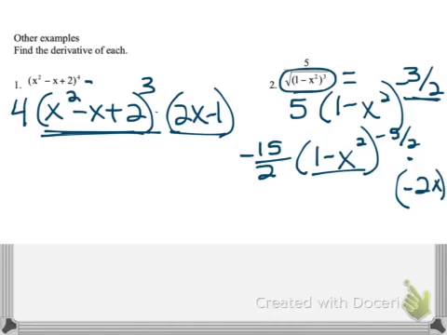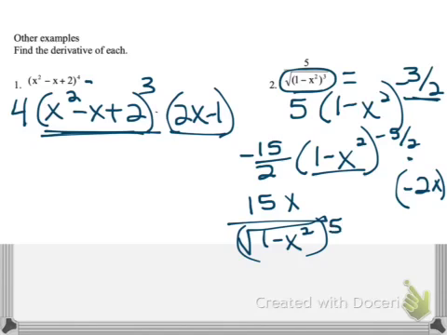If I simplify that a little bit, the 2's are going to cancel, and I would just have 15x over the square root of 1 minus x squared to the 5th, if I write it as a root. Because the 2's cancel and the negatives cancel, I'd have 15x over that.